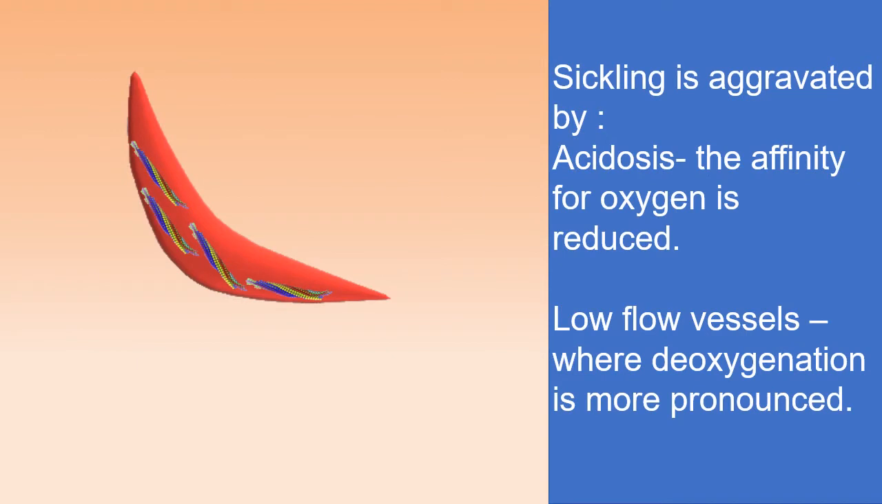The sickling process is aggravated by acidosis, wherein the affinity for oxygen is reduced. Similarly, in cases where there is a low flow within the blood vessels, there is increased transit time for the red cells within the tissues, and hence there is excessive deoxygenation of the red blood cells by the tissue components.